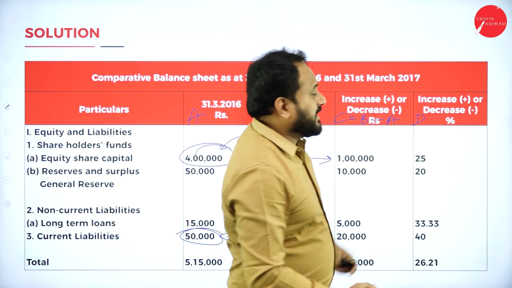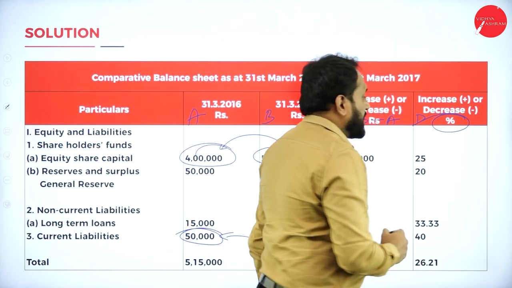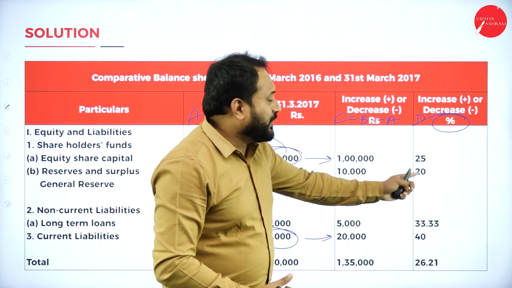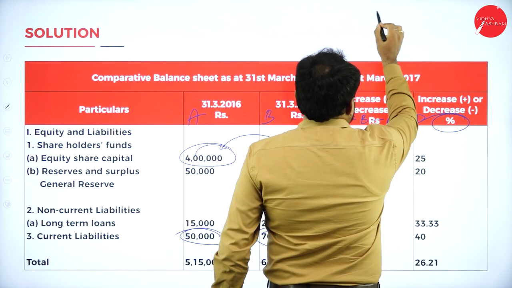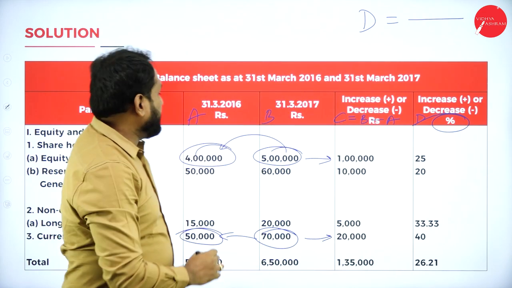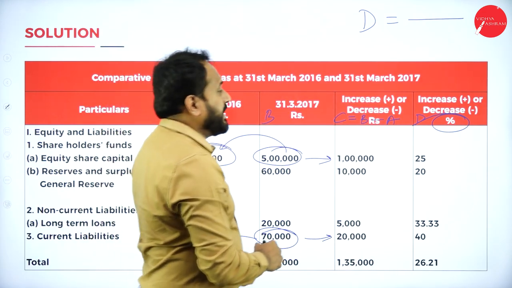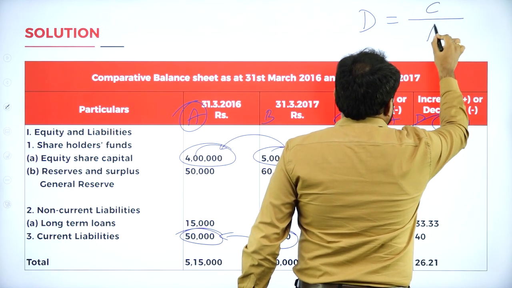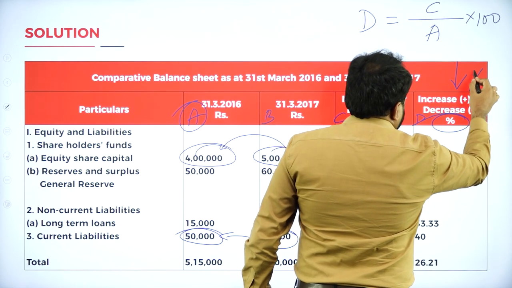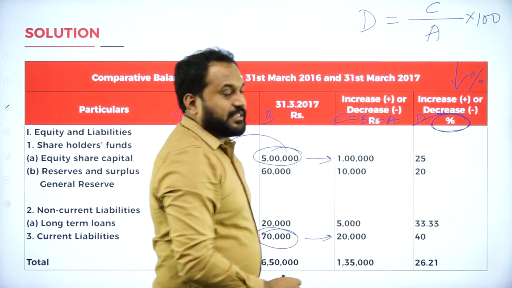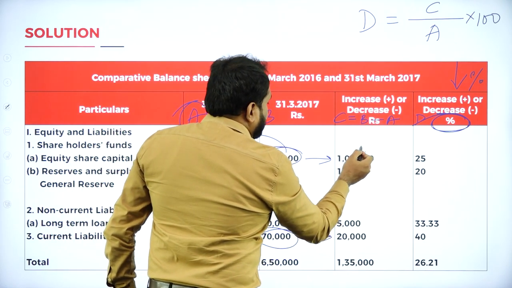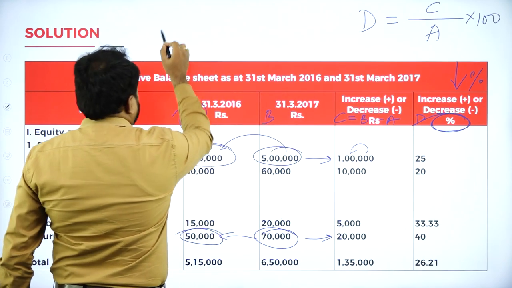Later we have the percentage increase or decrease, how much it has actually gained or declined. So how to go with this is, we have a formula: D is equal to, base always will be A. A will always be the base. So here C by A into 100, because this is always in percentage. Already we have percentage, so don't put percentage here. Say example here, let's take this one. That is how you will write this.